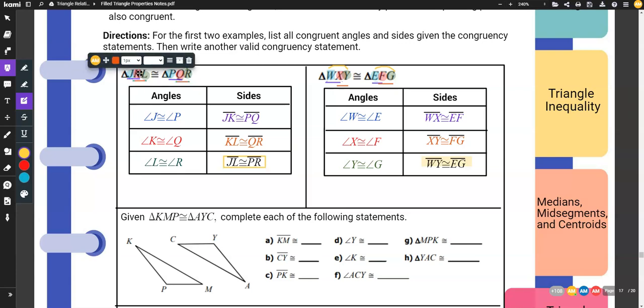So I have angle Q and angle K are both the middle letters of our congruent statement. So angle K is congruent to angle Q. L and R are the last letters of our congruent statement. So angle L is congruent to angle R. We can do the same thing again with the sides. J, K are our first two letters. P, Q are our first two letters. So JK is congruent to PQ. KL are our second two letters.